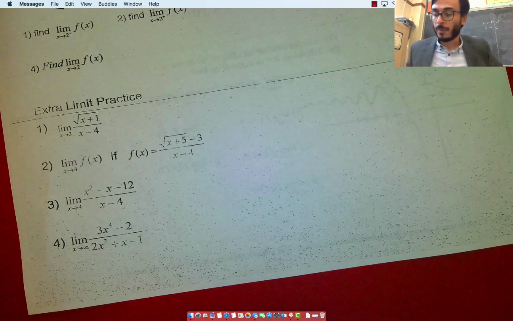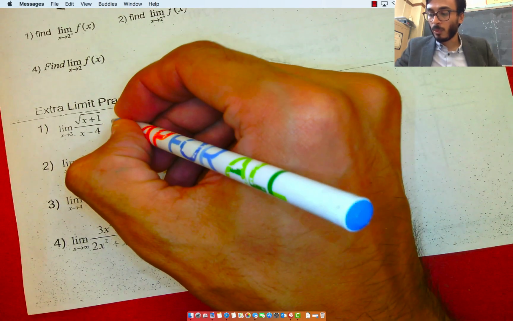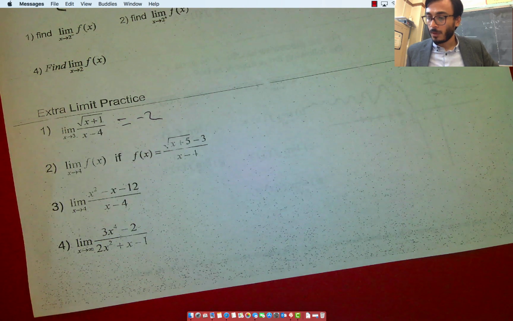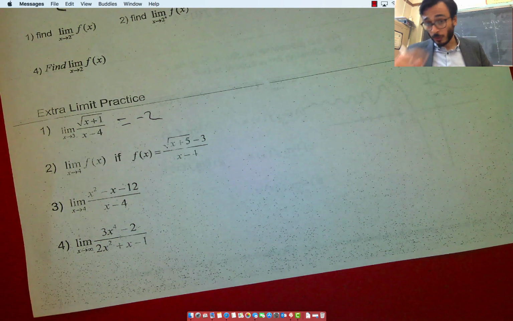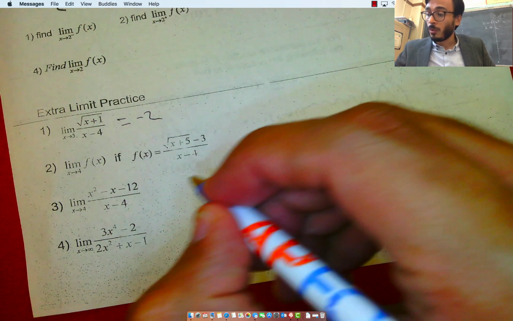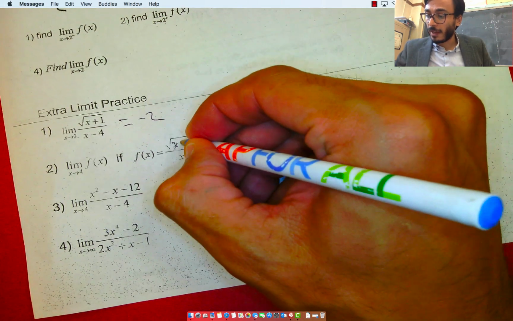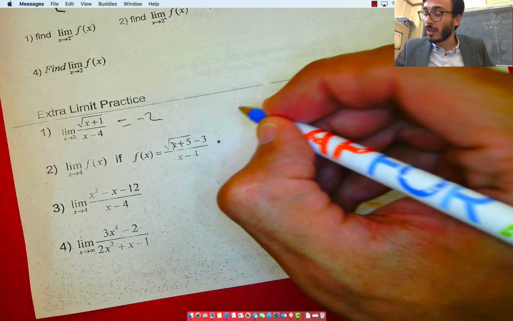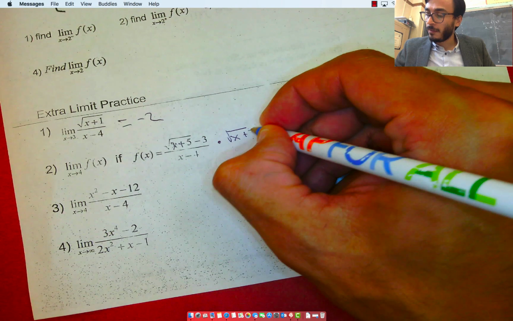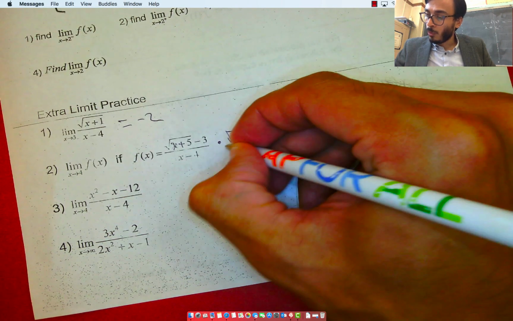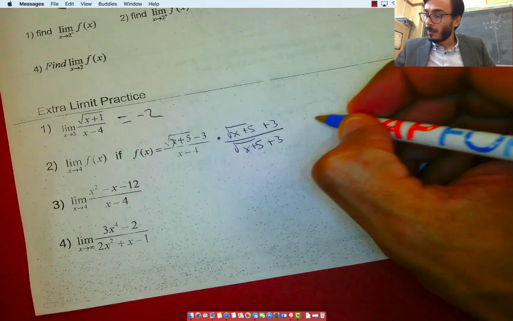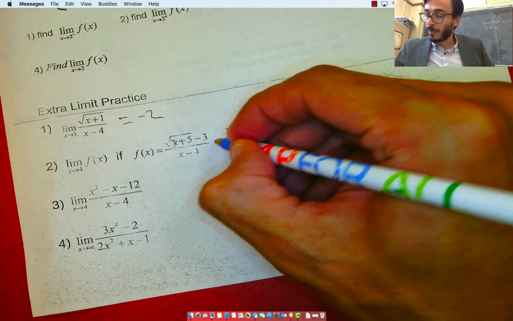Okay, so extra limit practice. So hopefully for number 1, you tried direct substitution first, and you got -2. For number 2, if you tried direct substitution, you got 0 over 0, which means that you have a hole, so we have to conjugate. So let's go ahead and conjugate by multiplying by rad x plus 5 plus 3 over rad x plus 5 plus 3. Let's go ahead and multiply this out. So this is multiplication, all right?